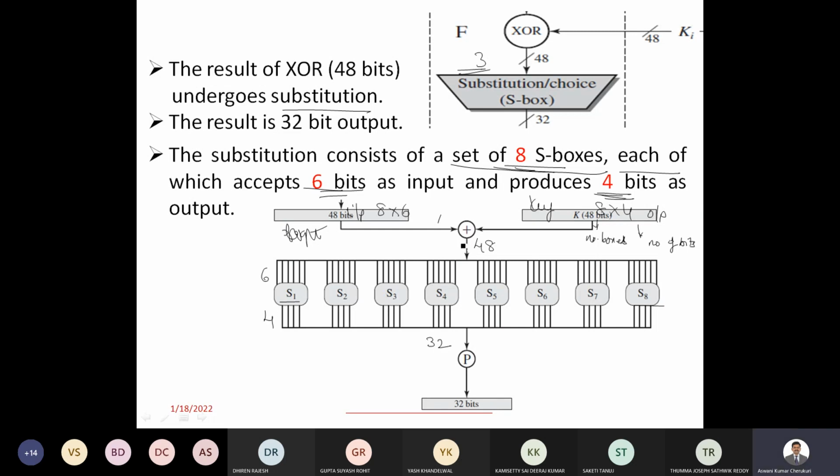Now, how do they produce? Remember, the strength of DES actually lies with these S boxes. In fact, the design of the S box itself is a little complex, and let us see how actually these boxes operate. We'll discuss that.